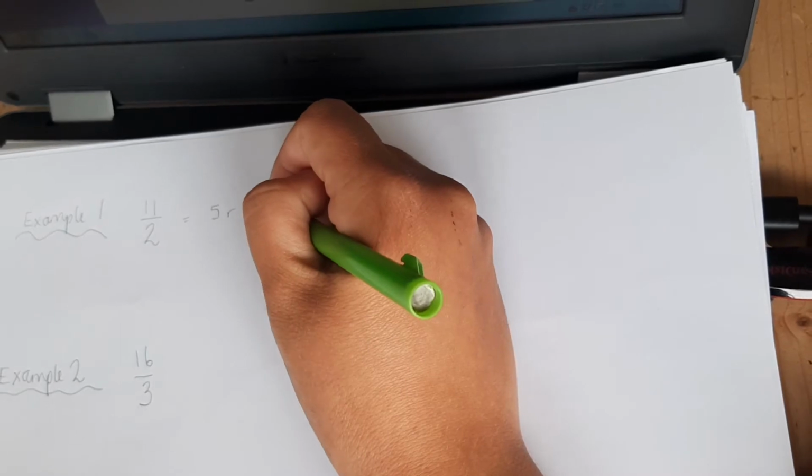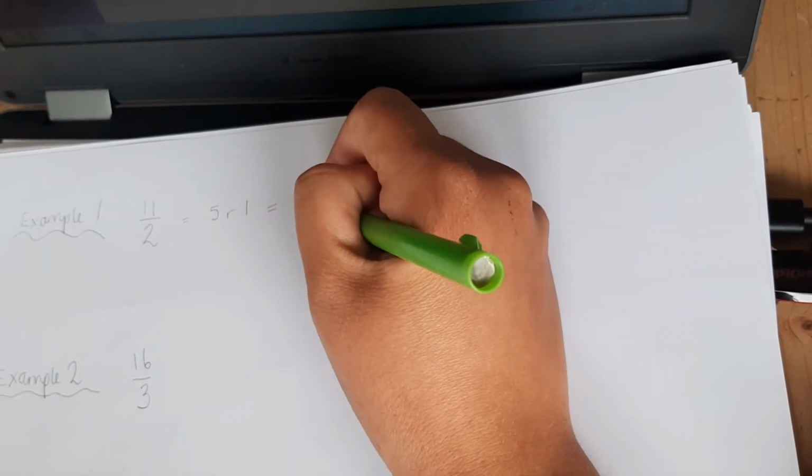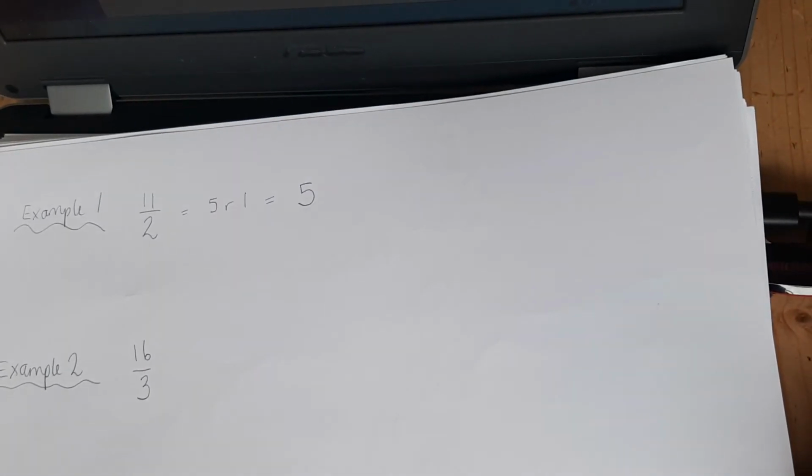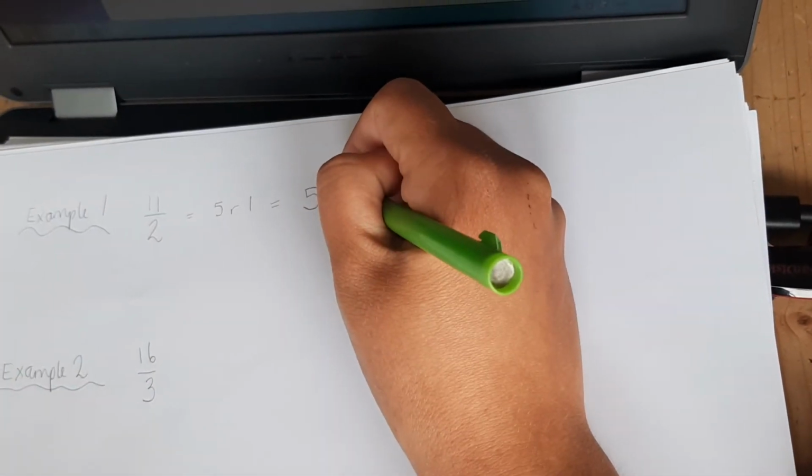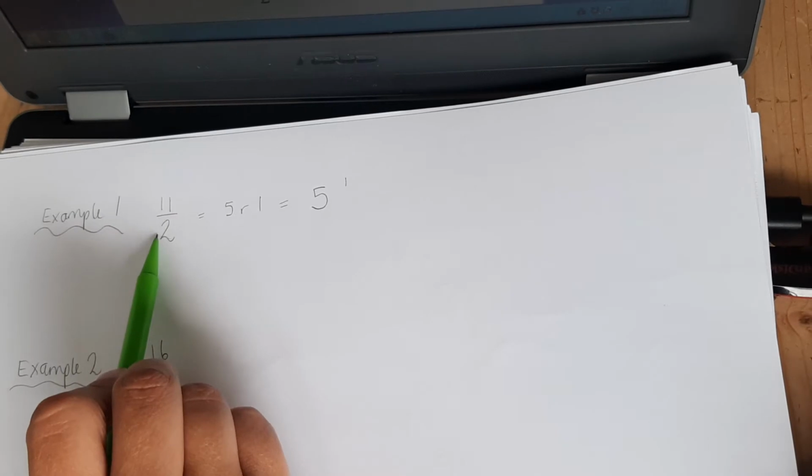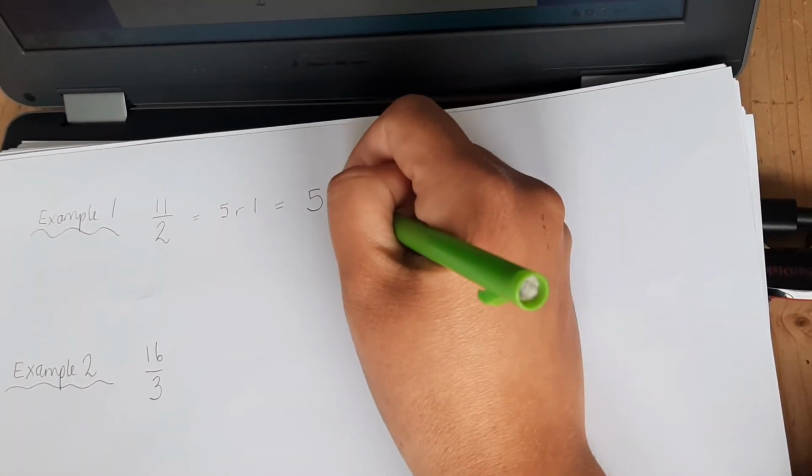Now the way that we can write that as a mixed number is we can keep 5 as the whole number part, and then we put the 1 on the top of the fraction, and we use the 2 from here as the denominator. So our answer is 5 1/2. Let's have a look at the next one.